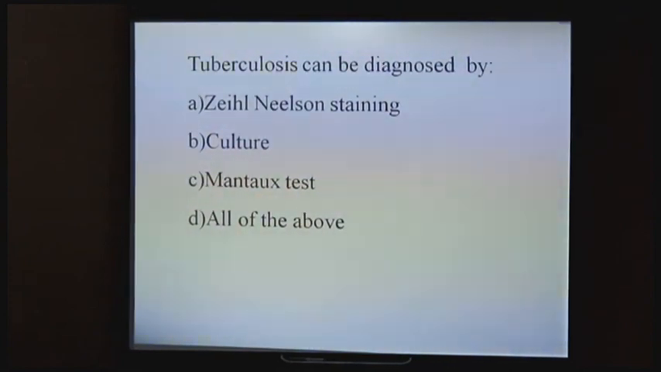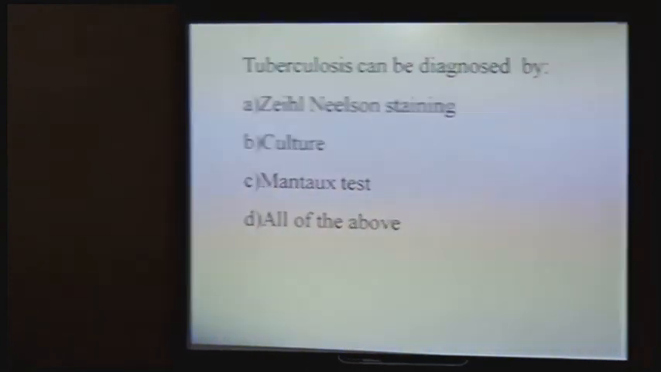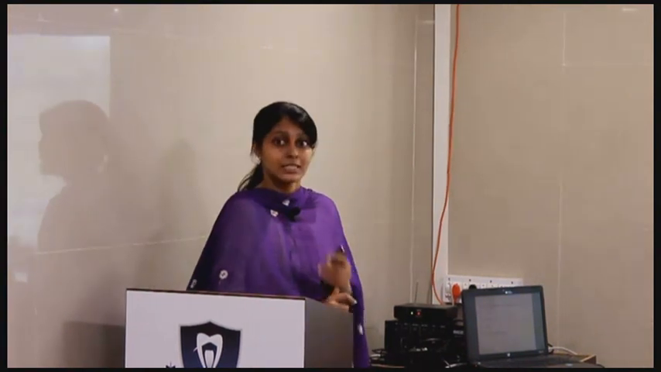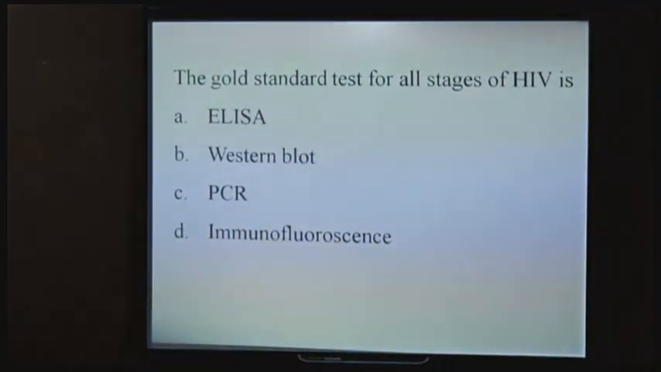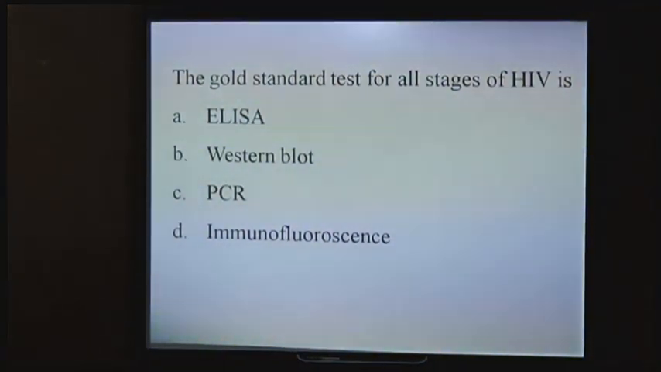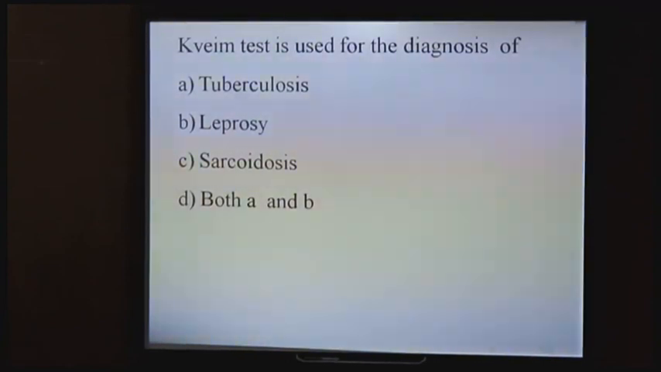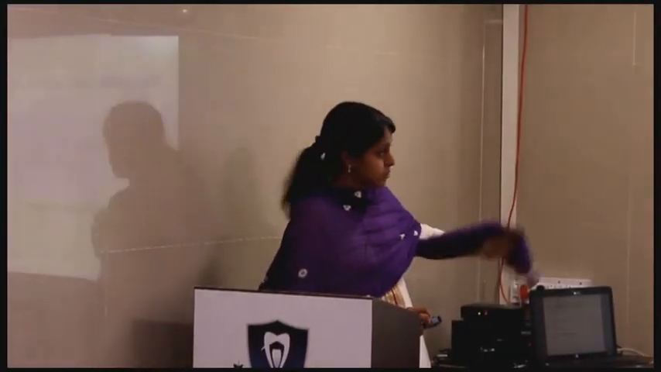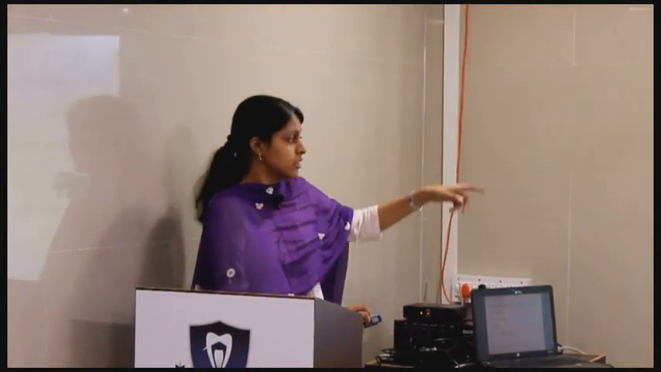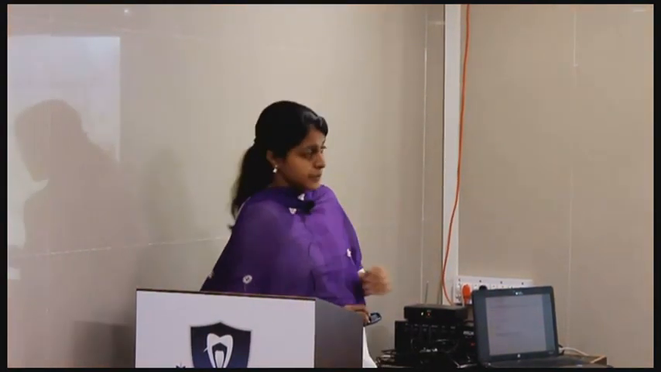Tuberculosis can be diagnosed by all of the above. The gold standard test for all stages of HIV, even in the primary stage, even in the initial exposure stage, is PCR. Even if one virus is there in blood, it can be identified by PCR. All the remaining tests are tests for HIV, but PCR is your gold standard.